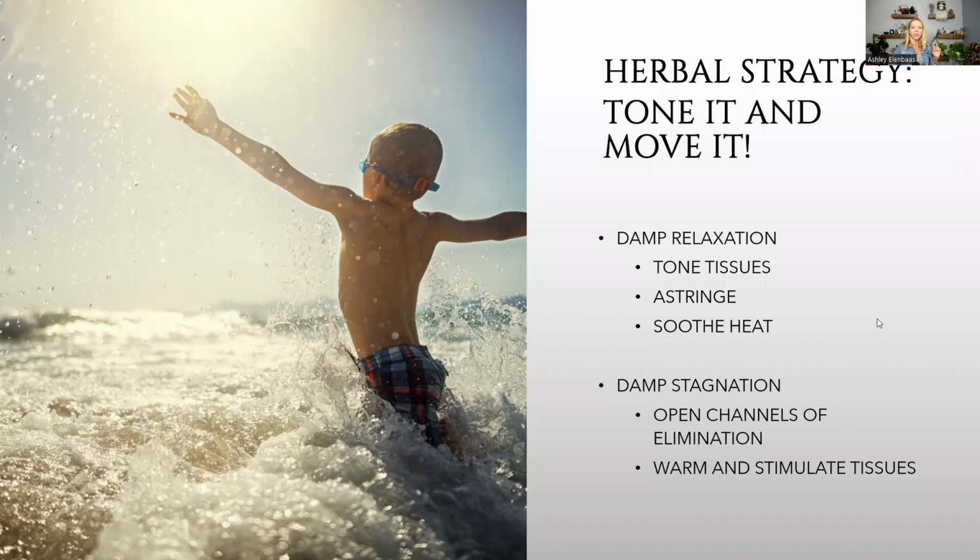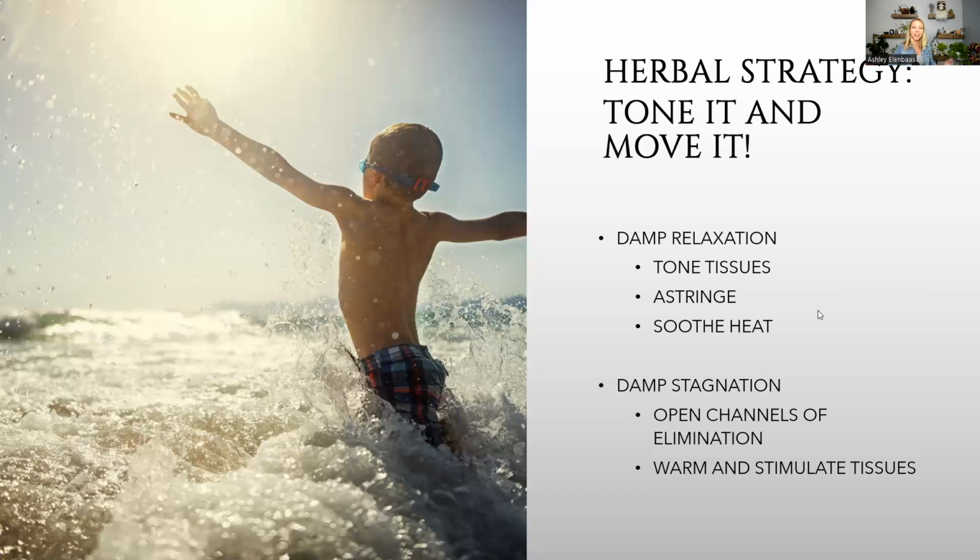So for damp relaxation, we need to think about toning the tissues, bringing more dryness in. And we do this by astringing or using astringent herbs. And often because of heat exacerbating the problems of damp relaxation, we want to soothe the heat. Now, it doesn't necessarily mean we have to cool the system down. We don't always need that, but we might just need to soothe the heat. We might want to think about using some anti-inflammatory herbs.